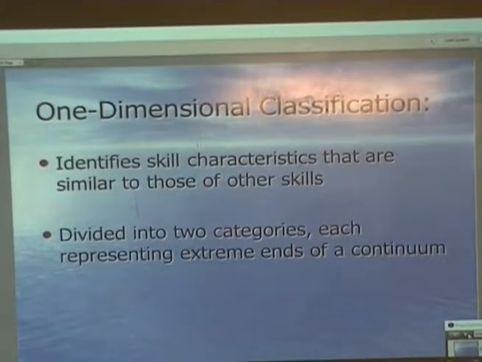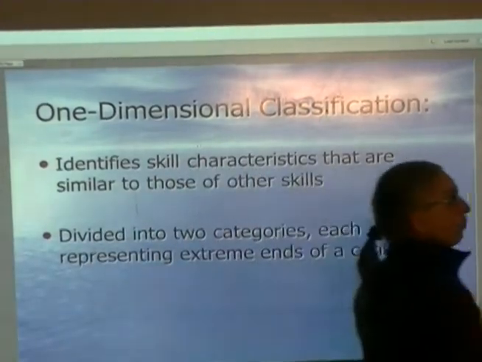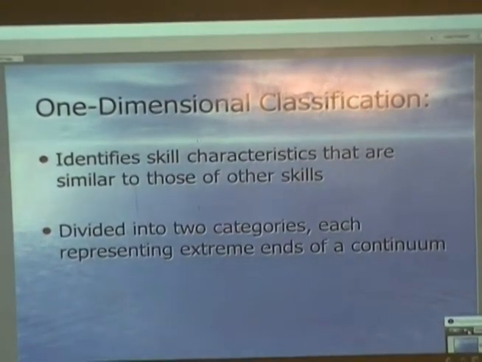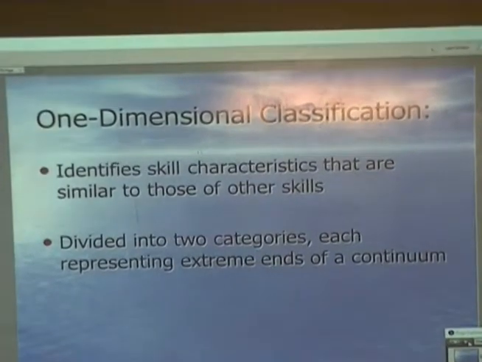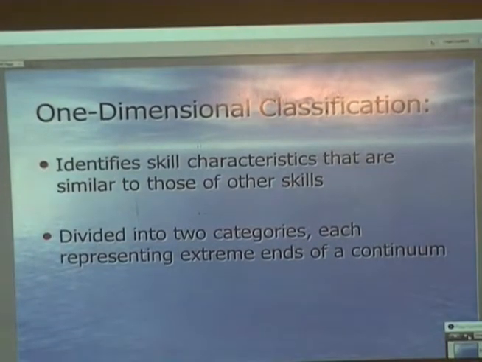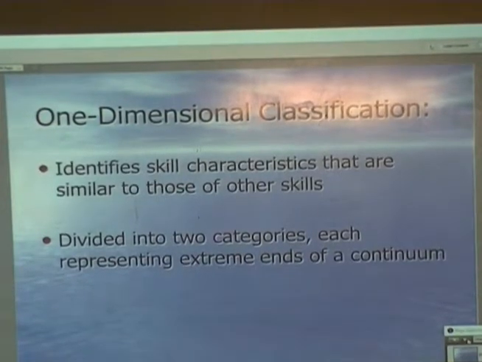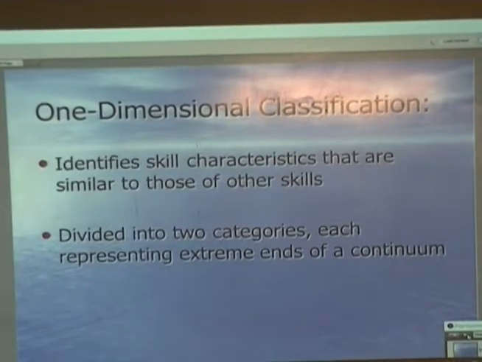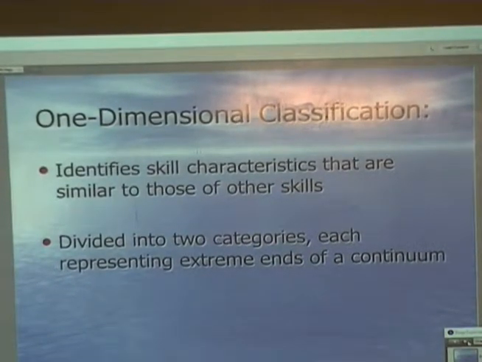So, one-dimensional classifications have been around for a very long time. I learned them when I was in undergrad, and so they're historically often referenced in the literature, okay? And what we're looking at is trying to identify things about skills that are the same so that we can group them. And when we use a one-dimensional classification, then we use the idea of a continuum with the extremes on either end, okay?